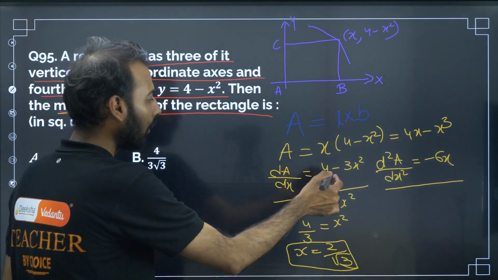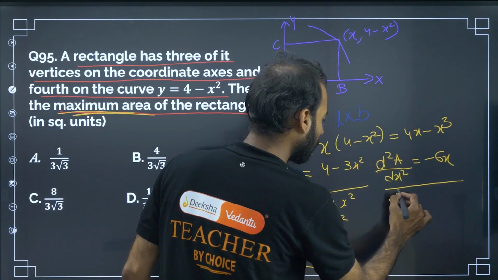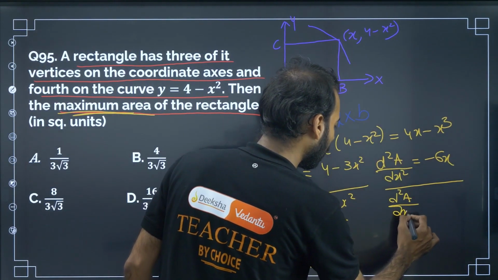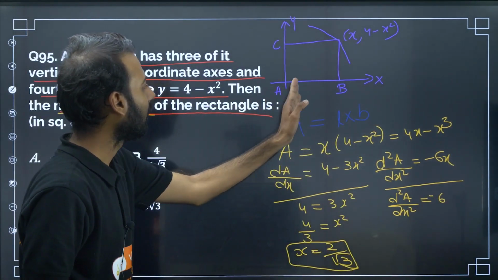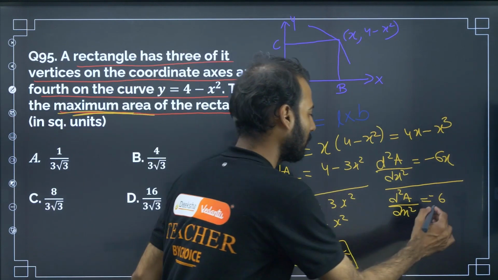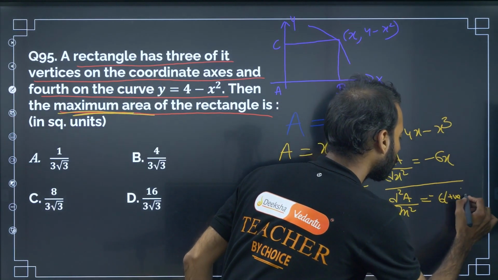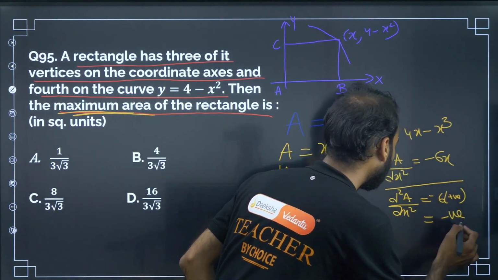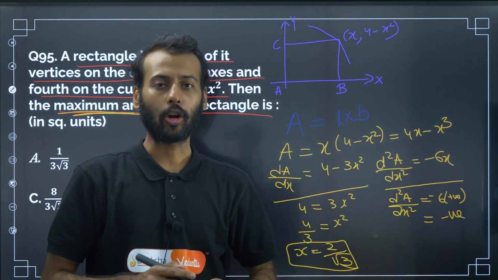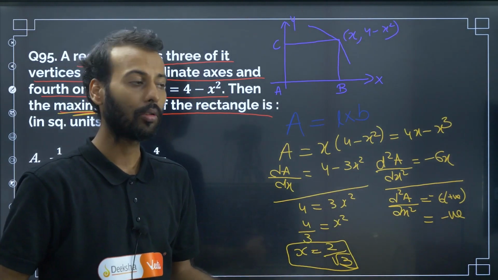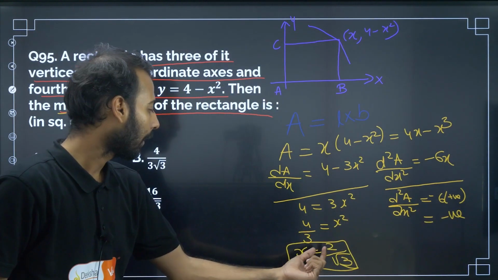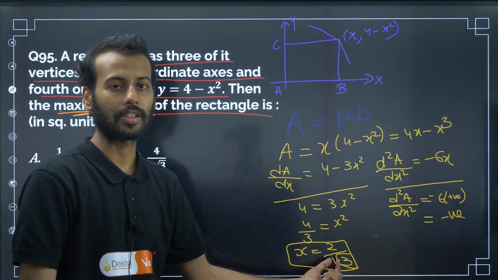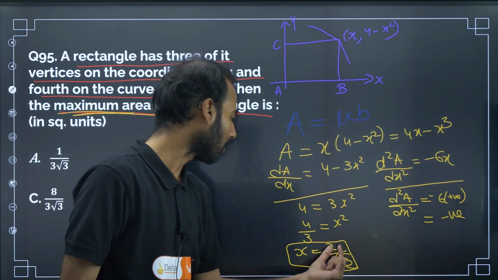Next, if I observe the sign of d2A by dx squared, it is negative 6x. If I observe in my diagram, x is greater than 0, so x is positive, and overall this is negative. I am not writing the synopsis point on the board, but you listen to this: if the second derivative is negative, that means at this x the maximum value of that function occurs. So x is equal to 2 by root 3.